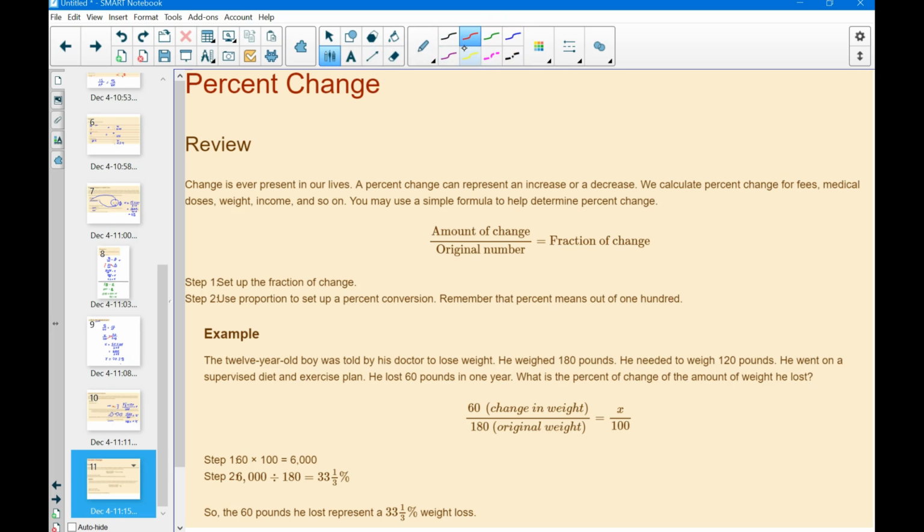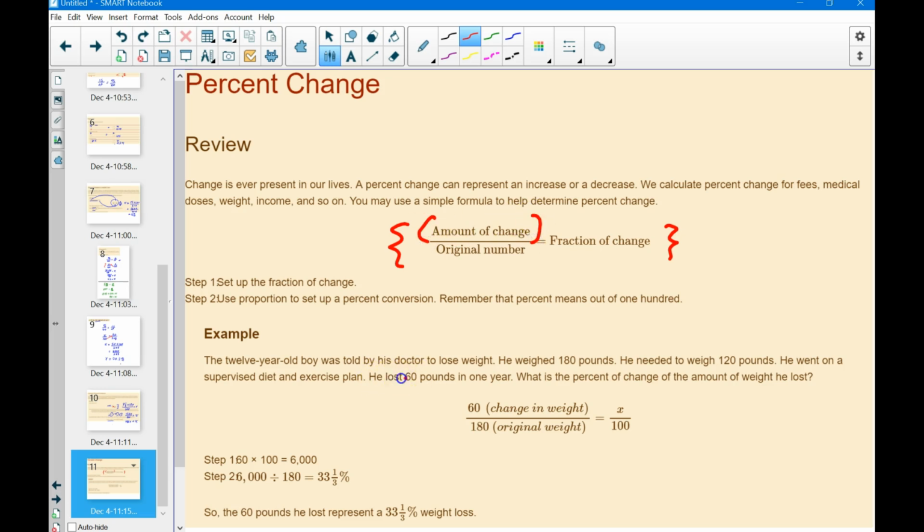What they say here, they give you this formula, which is a nice little formula right here. Amount of change over the original number equals the fraction of change. Okay? So down here they set it up, basically change in weight over original weight equals x over 100. Okay? So what they don't tell you is that this here, so I guess they say it, but they don't spell it out good enough, I don't think, because it's the amount of change.